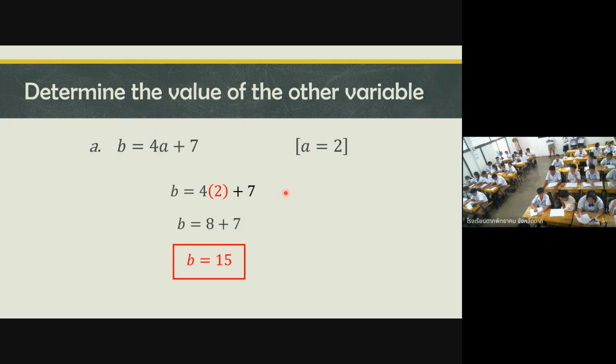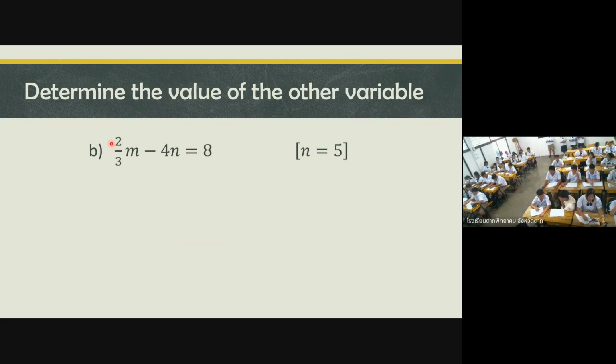Next, number 2, we have 2 over 3m minus 4n is equal to 8. The given value of the variable is n, which is equal to 5.